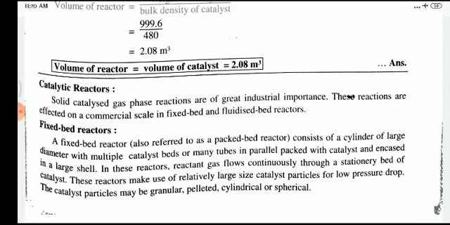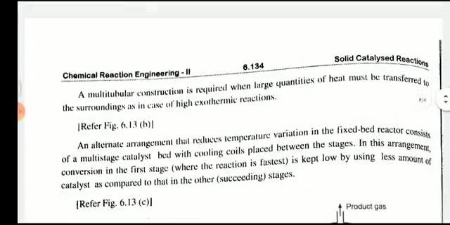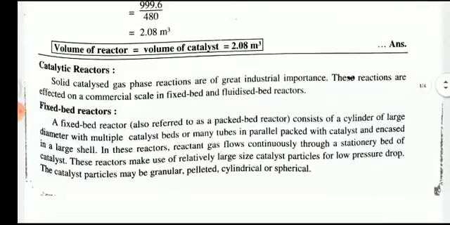In the chemical reaction engineering subject, the unit is fluid-solid particle reactions, okay, so solid catalyzed reactions. Which types of catalytic reactors are available for the entire process? Okay, so catalytic reactors are available in the form of fixed bed and fluidized bed. There are two, okay, which are used on the commercial scale.